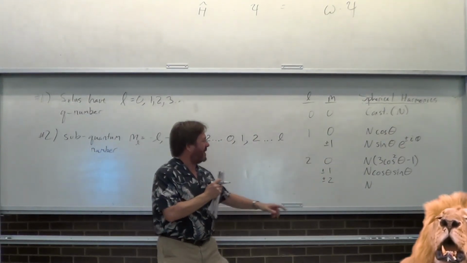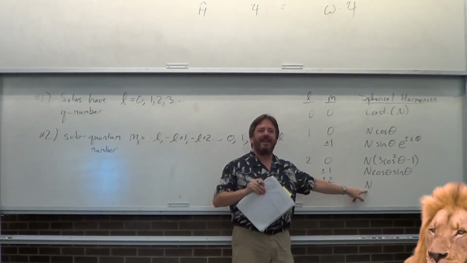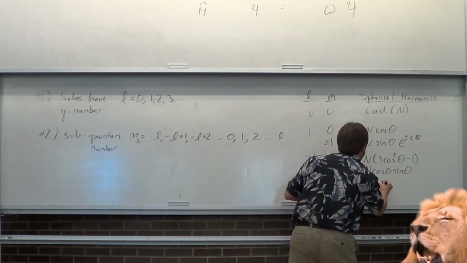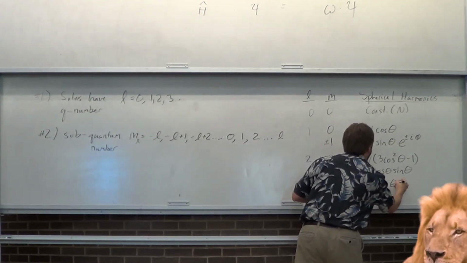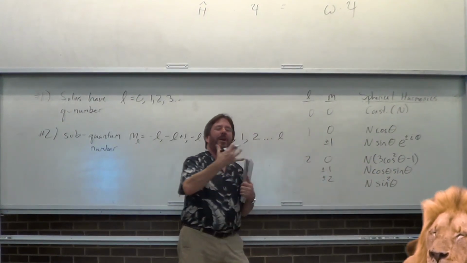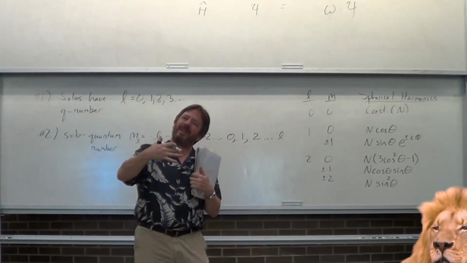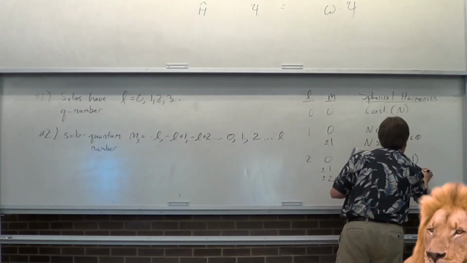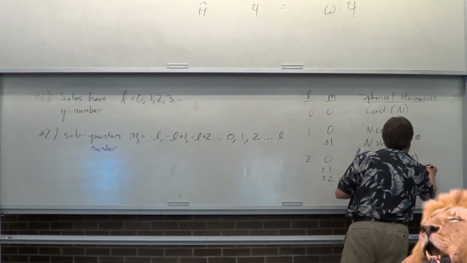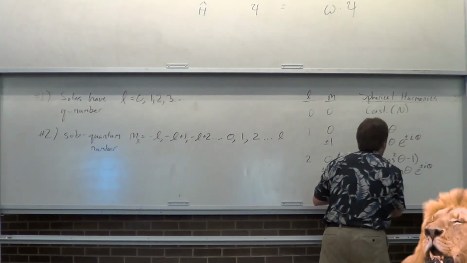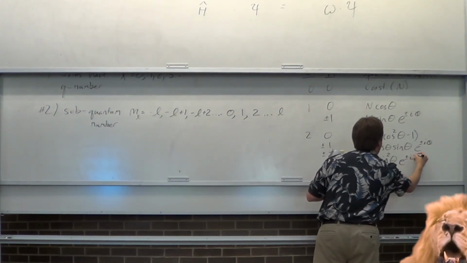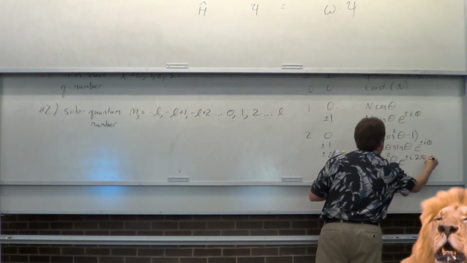Okay, so what do you expect for the last one? Sine squared, right? I've got cosine squared, cosine sine. It's not going to be sine cosine because that's the same thing. So it's sine squared, and then e to the plus or minus i phi. Now m equals 2. Hopefully you can kind of predict this: 2 phi. There you go.